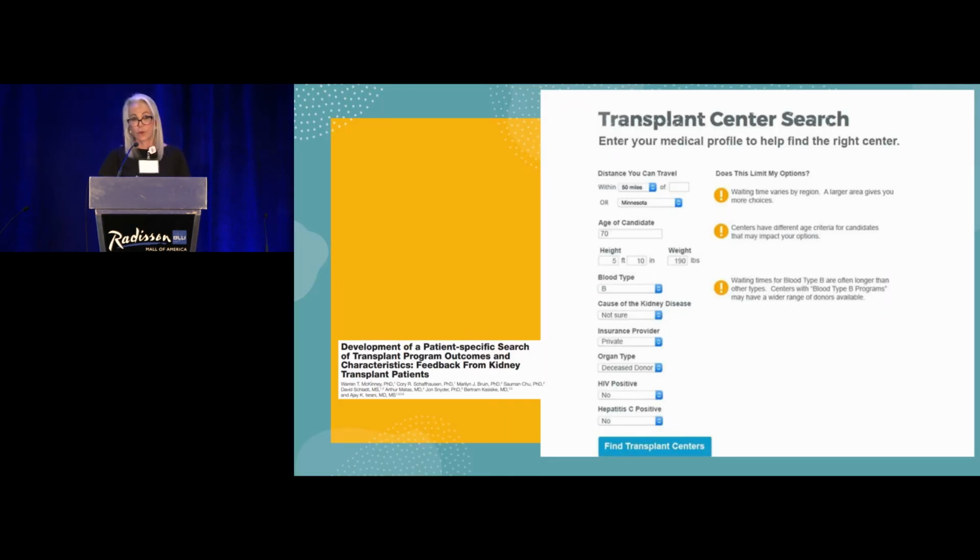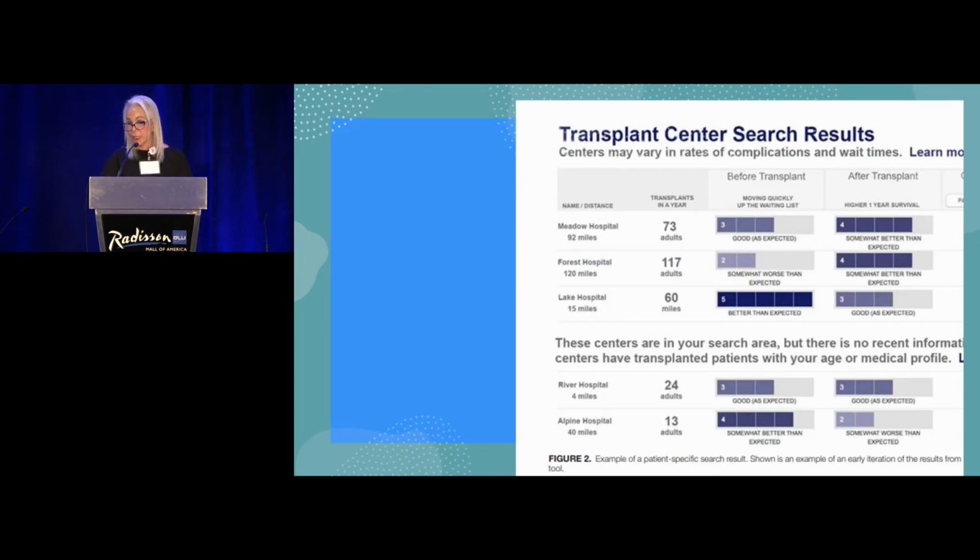Okay, so this is the kind of information you can get. You can plug in your age and your BMI and your blood type, and you all know this. I didn't know it, but I know it now. They will tell you where you might be able to go for a kidney transplant. They will tell you the volume.